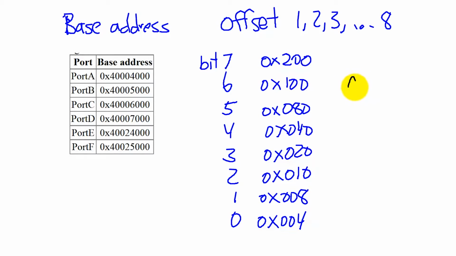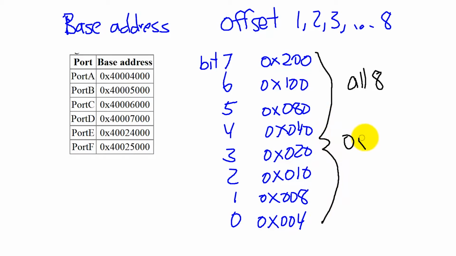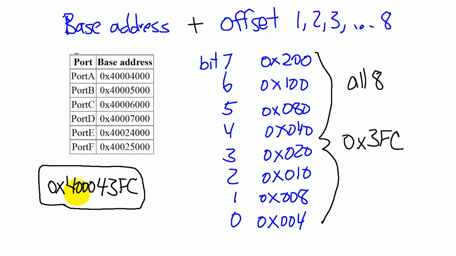Just to remind you of what we've been doing all along, let's first look at what happens if I wanted to access all 8 of the pins of one of the ports. In other words, I would add up all of these offsets. If you add all of these, you would see that they sum to 0x3FC. Then when we add the offset to the base address, for instance in port A, we would see that this is 0x400043FC. And this is actually the port A address we've been using all along. So all along we've been actually using bit-specific addressing, but accessing all the pins.